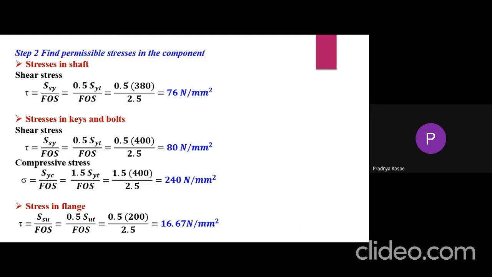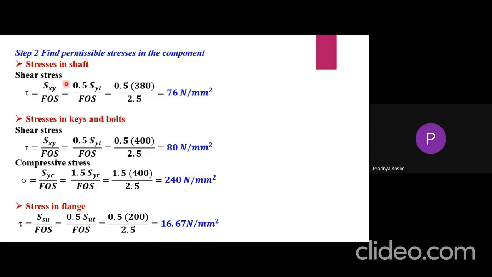Now step 2, find out the permissible stresses in each component. What is meant by permissible stresses? That means safe stress. If the stress in that component goes beyond that permissible limit, that component will fail. So we have to find out the permissible limit for each component. First we'll see the permissible limit for the shaft.